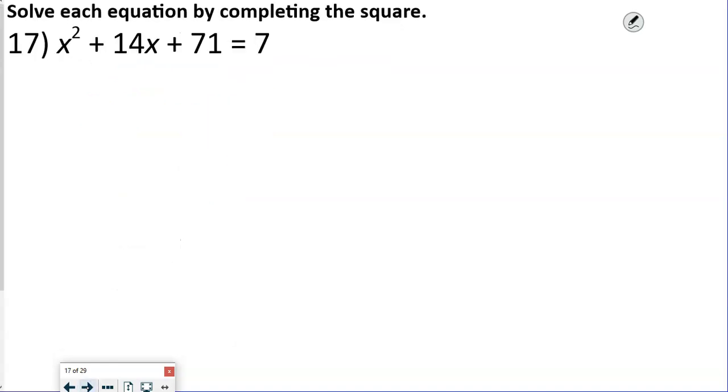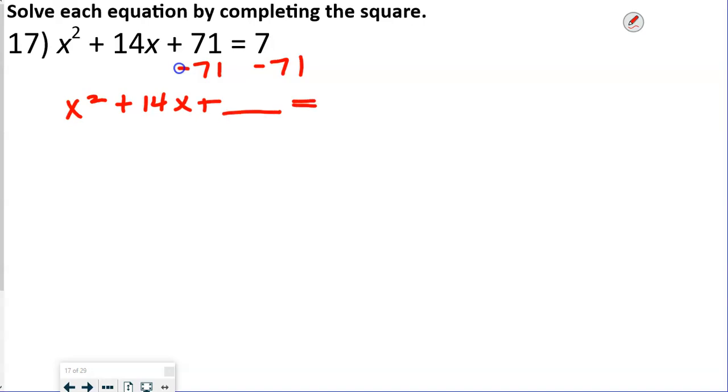So this one says solve each by completing the square. So when we did these, we're going to move the constant to the other side. So our first step is going to be to subtract 71 from both sides, okay? And after we do that, we're going to add a blank. So we're going to do x squared plus 14x plus blank equals negative 64 plus blank, okay?